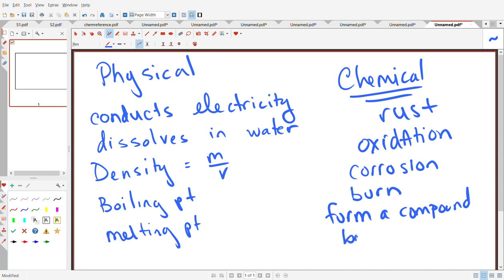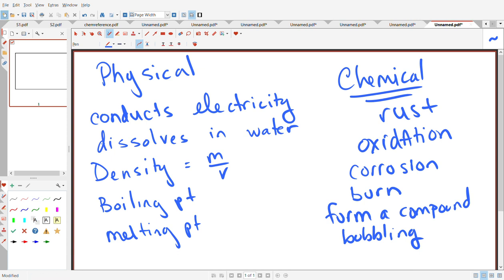And then bubbling. Bubbling means maybe a gas formed and escaped. So these are all keywords you want to look for a chemical change. And on the Regents, very important, you know the difference between if the question's asking physical versus chemical change.